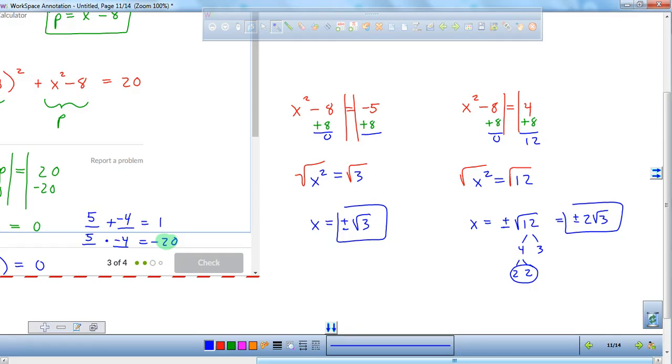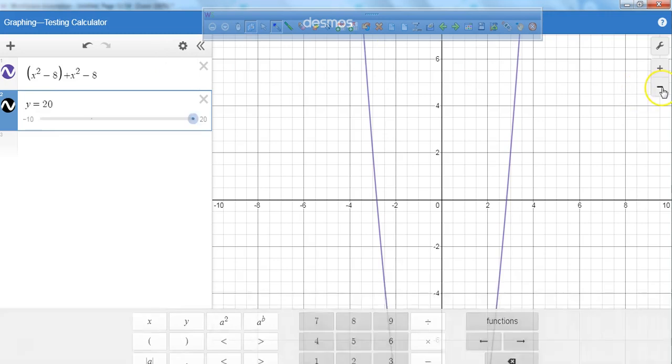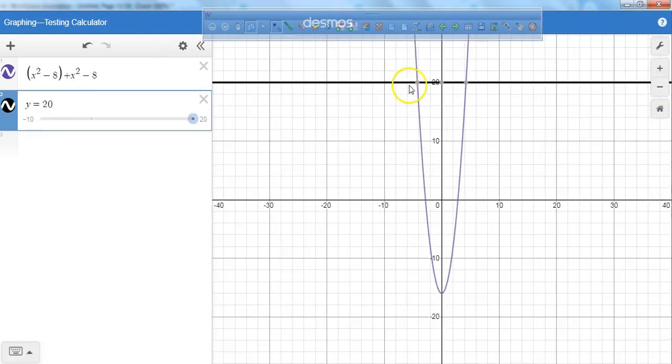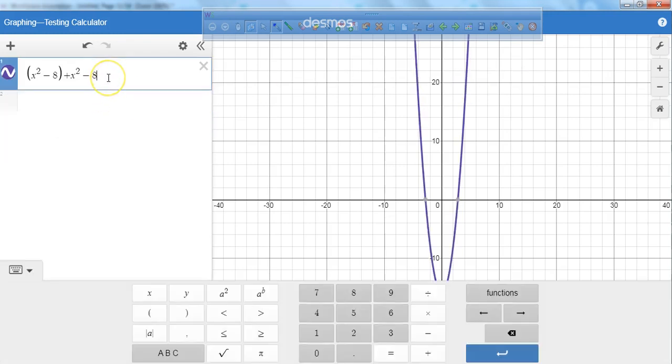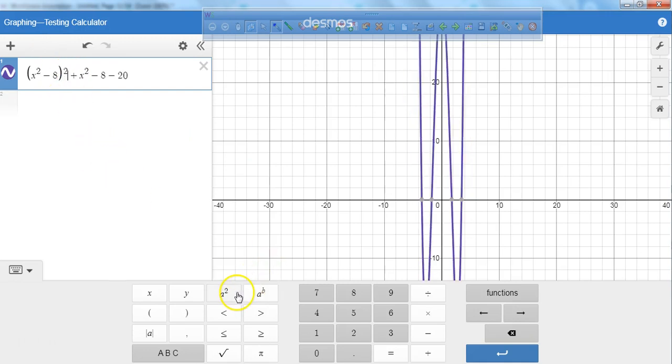So here's what we'd have to do in Desmos. You'd have to put y equals 20 and zoom out enough where you could see your answer choices. But what we're going to do is just take 20 from both sides. We're going to put minus 20 to make everything equal to 0. Oh, I forgot to put a squared here. Sorry, my bad. There we go.